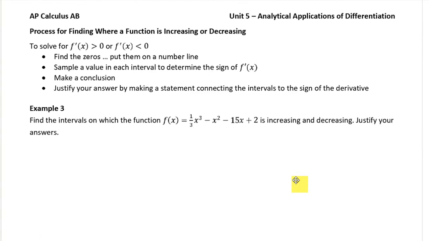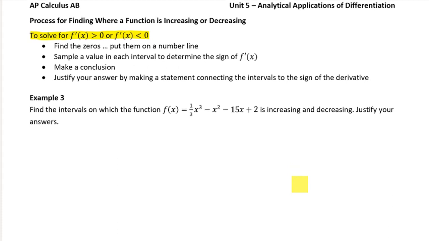All right. So processes for finding where a function is increasing or decreasing. Number 1, we want to solve for f prime greater than 0 or f prime less than 0. How do we do that? Well, we just did it in the other examples. We find the zeros of f prime. We put them on a number line. We sample a value in each interval to determine whether f prime is positive or negative. We make our conclusion, and we justify our answer by making a statement connecting the intervals to the sign of the derivative.